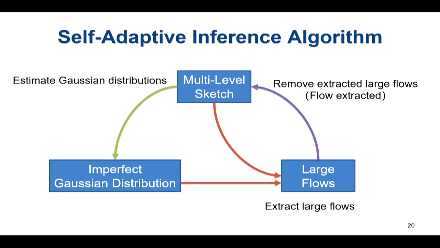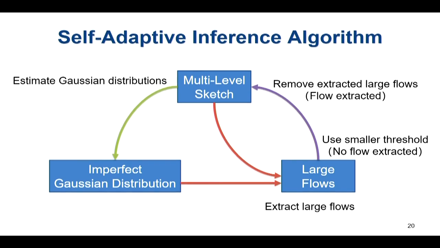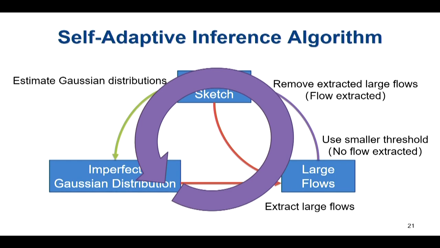If some large flows are actually extracted, we remove these extracted flows and then refine the Gaussian distributions. Otherwise, if no flows are extracted, we just use a smaller threshold and retry. By repeating this procedure, more and more large flows will be extracted, and the Gaussian distributions will become more and more accurate. And eventually, this algorithm will converge.